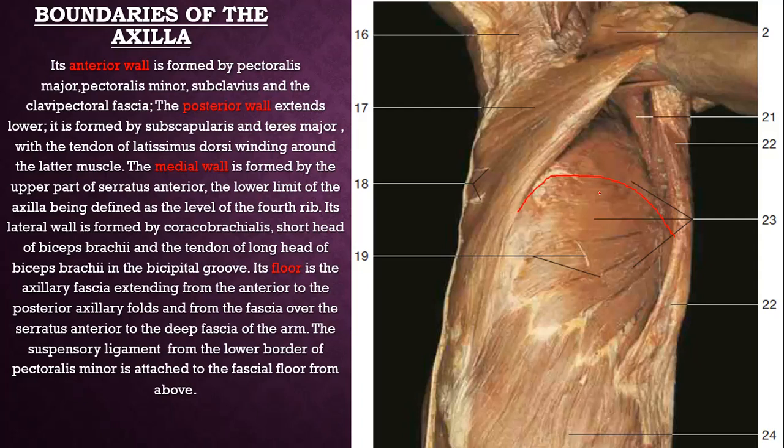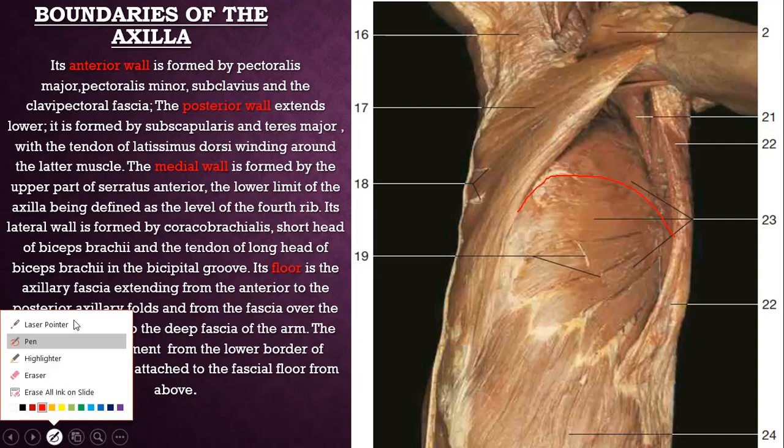Then the floor is usually supported by the suspensory ligament. The suspensory ligament is like the downward continuation of the clavipectoral fascia. After the clavipectoral fascia has invested pectoralis minor muscle, it usually continues to be attached to the axillary fascia as the suspensory ligament of the axilla. So I hope you have understood those boundaries.